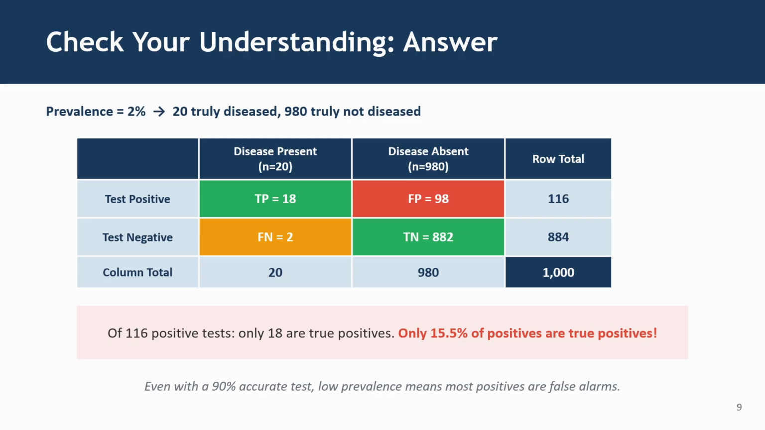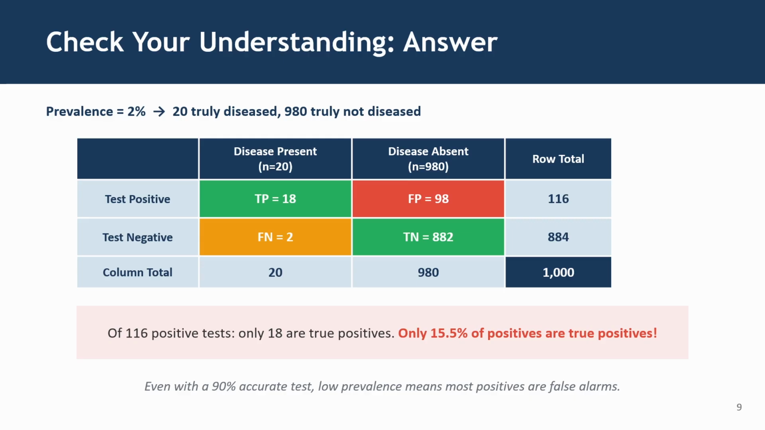Step 4, check. 18 plus 2 equals 20. Check. 882 plus 98 equals 980. Check. Now for the punchline. There are 116 total positive tests, 18 true positives, and 98 false positives. So only 18 out of 116, which is about 15.5% of positive results, are actually correct.